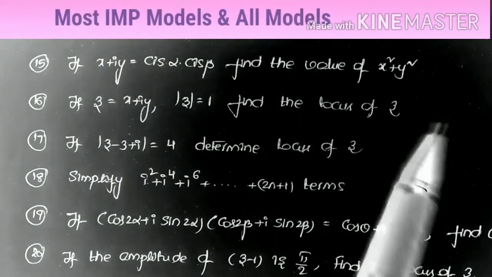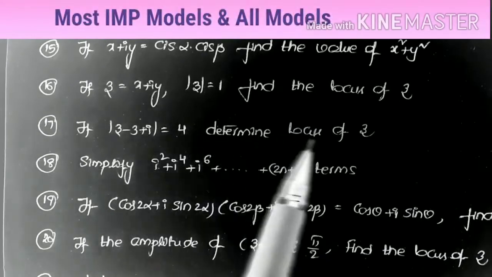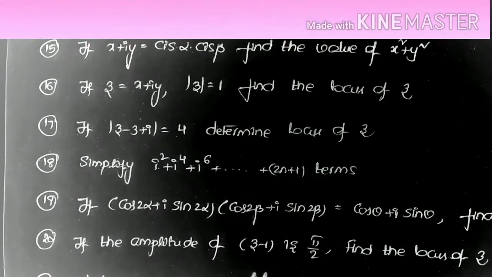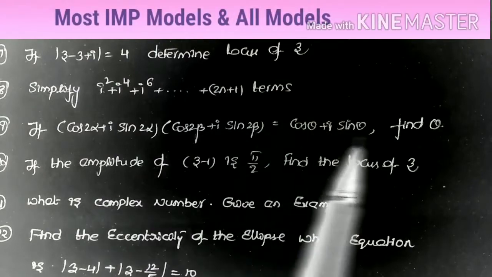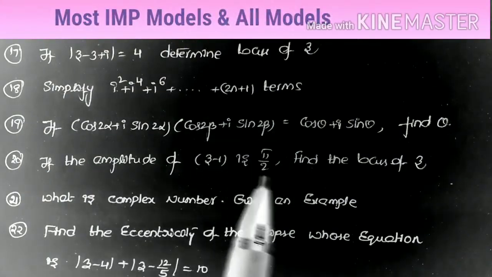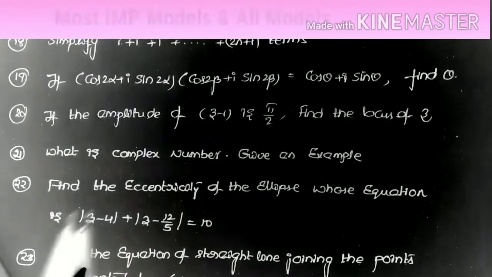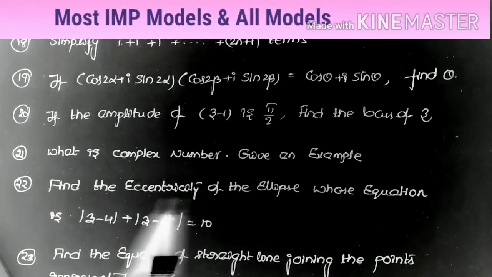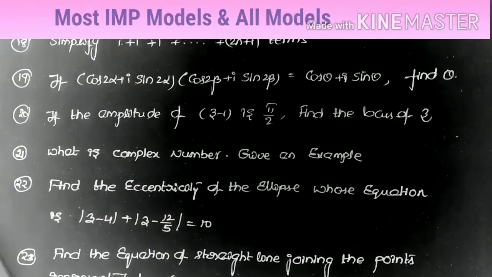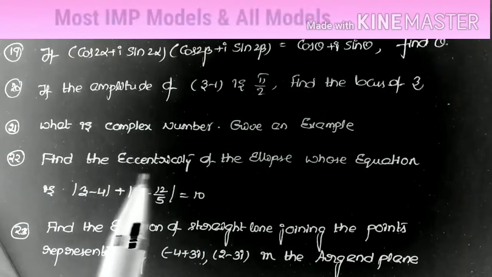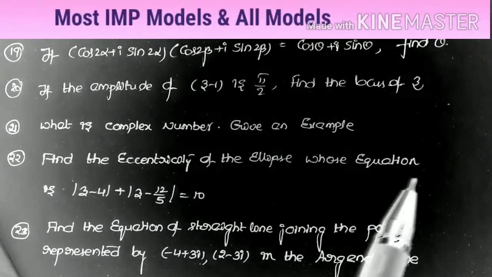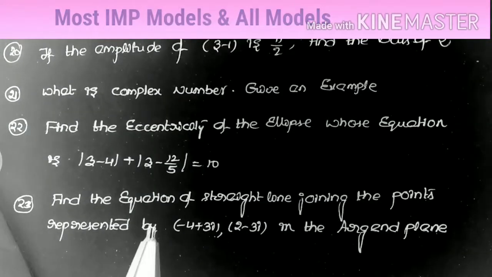And the next one, determine the locus of z and simplify the given expression and find the value of theta. And here amplitude is given, find the locus of z. And next one, these are the expected models. What is a complex number? Give an example. And this is: find the eccentricity of the ellipse whose equation is given. Find the equation of the line joining the given points.